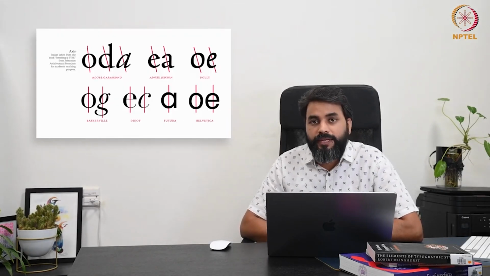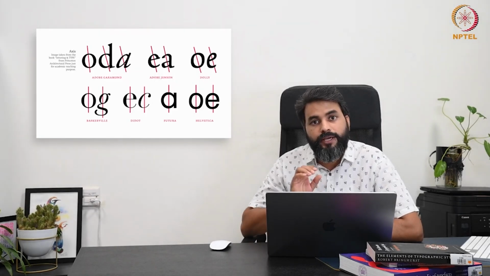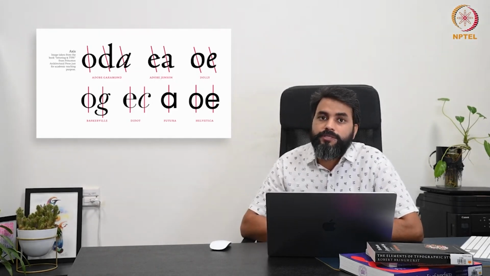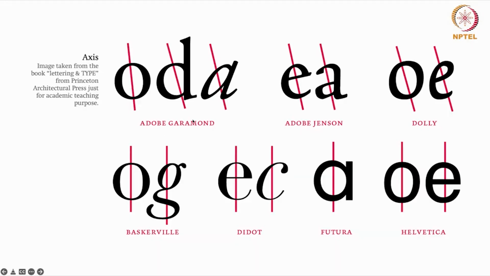Alright, so let us move ahead. Letter axis. In typography, letter axis refers to the invisible line or angle that runs through the thinnest part of the letter form. Right, so if you look at letter O here, this is the line which is running through the thinnest part.